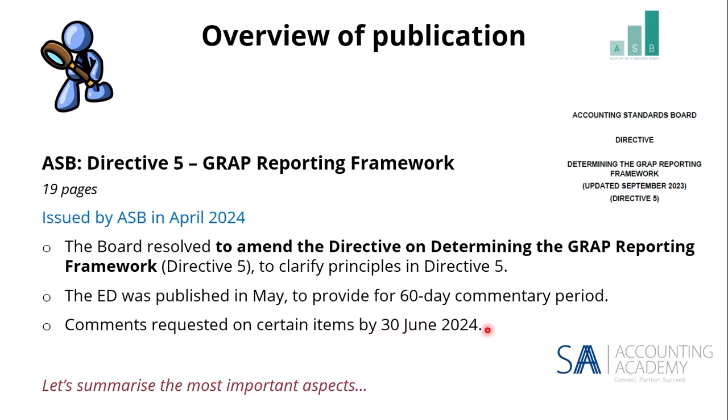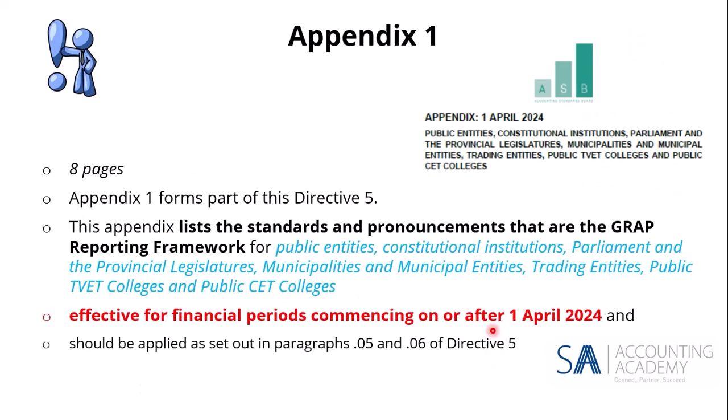So before the 30th of June, people can still provide comments, but a 60-day period really isn't that much, and I don't think people or the public sector really do comment that much on the GRAP reporting frameworks. But let's go and have a look at Appendix 1, because this is quite important. This is what the front page looks like, and you'll see it lists all the entities on there.